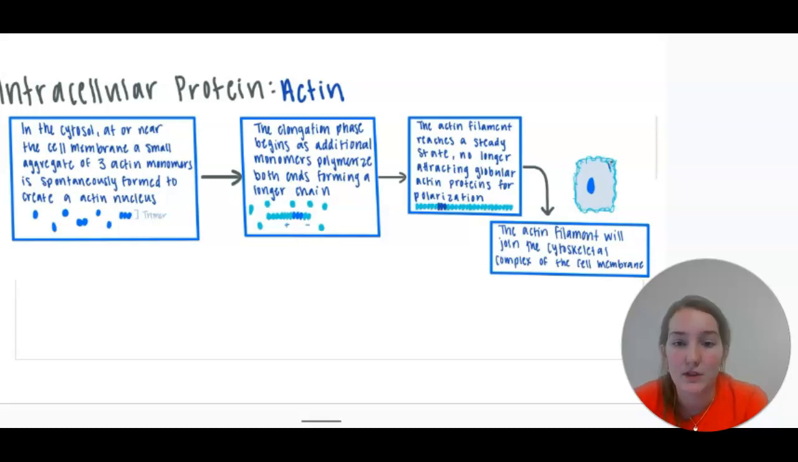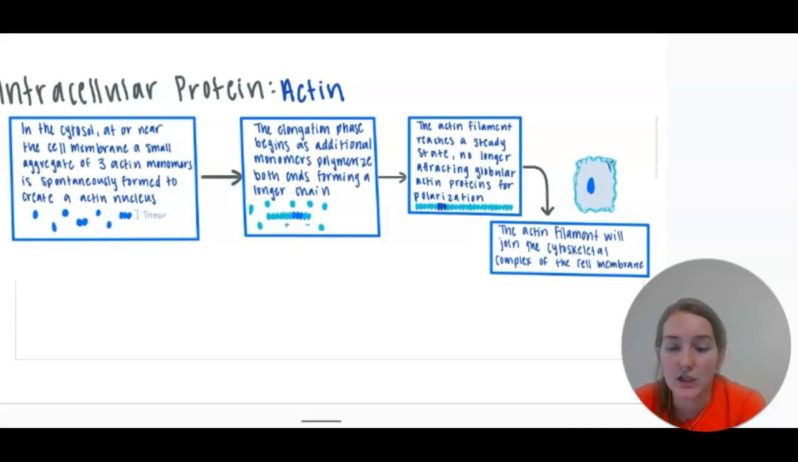From here, we're going to move on to the elongation phase, which begins as additional actin monomers polymerize both ends of this original trimer and is going to form a much longer chain. That's considered the elongation phase. From here, we are going to move into the next phase where the actin filament reaches a steady state. It is no longer attracting globular actin proteins for further polarization.